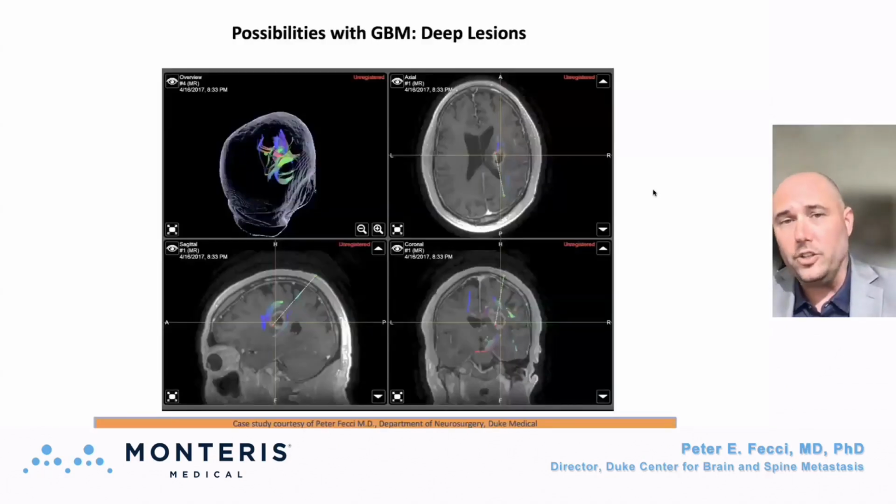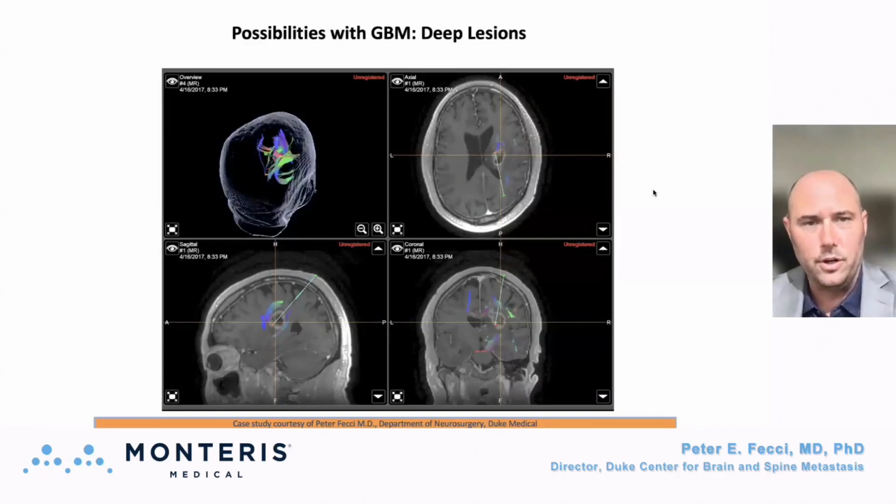I think this is a great example of a possibility with a GBM. This is that deep-seated lesion that we were talking about, kind of bordering on the thalamus and internal capsule here. You can see the use of DTI here to define a variety of white matter tracts that you would not want to interrupt with an open resection.